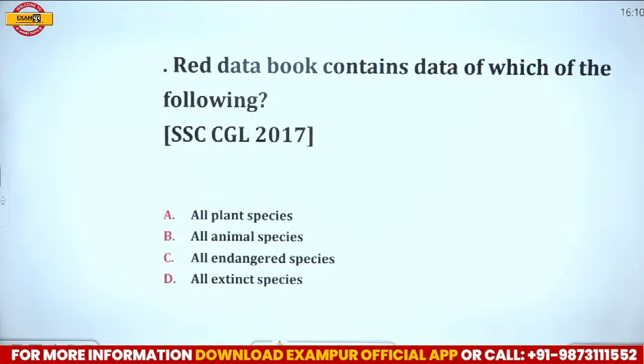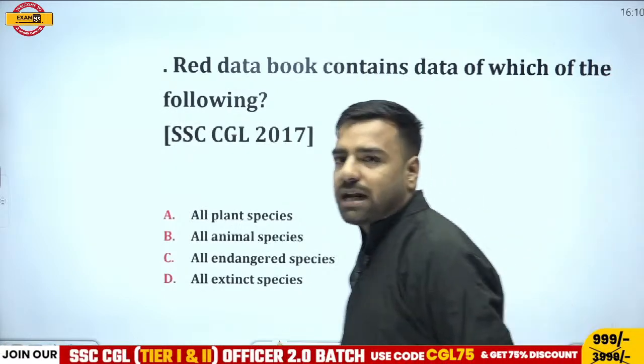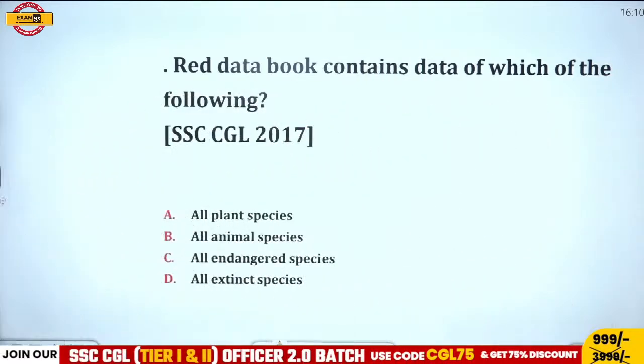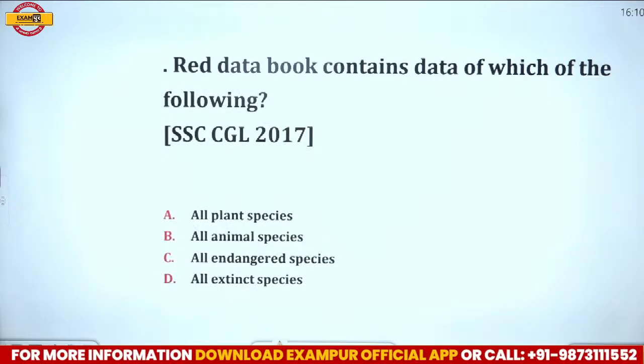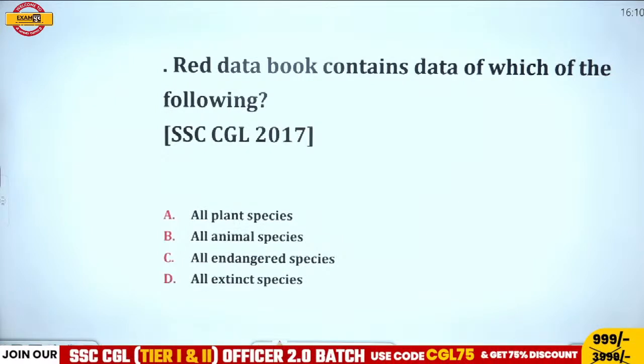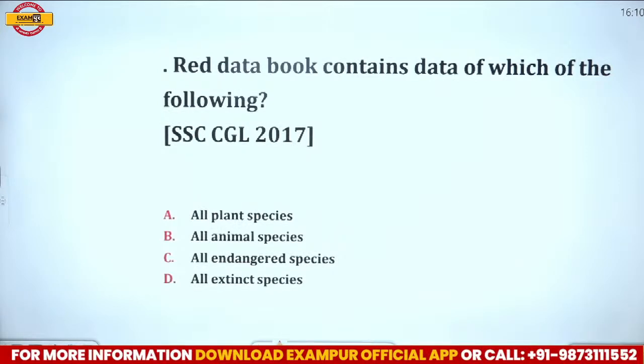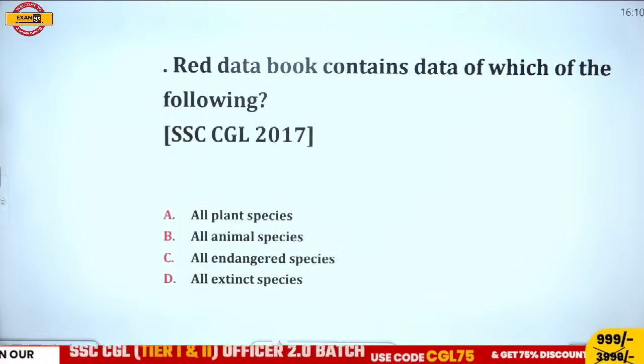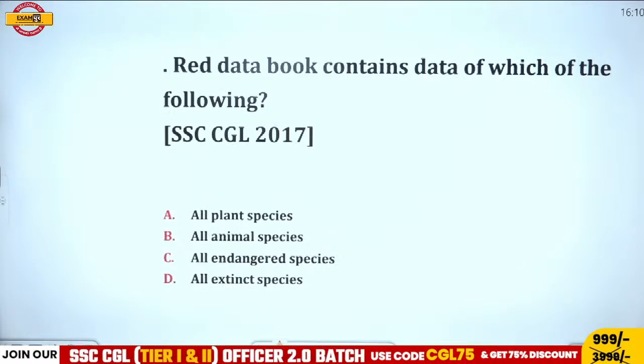Next we have, Red Data Book contains the data of which of the following. Now this is from SSC CGL 2017. I'll be waiting for the answer. Kiran, can you answer this part? Kiran and all the other candidates who are there in the session, please start answering. Red Data Book, it is related to what? Waiting for the answer, please. Red Data Book.